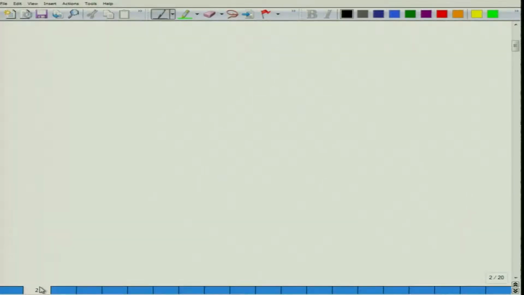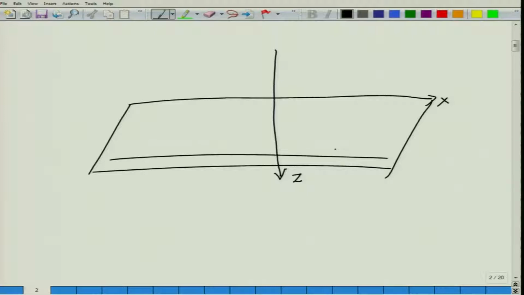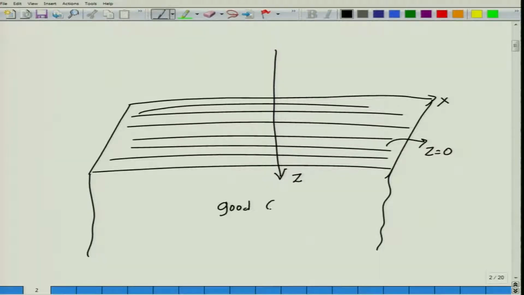Now consider this kind of scenario where we assume that the direction of wave propagation is along the z axis and we take this one to be the x axis, and we have this plane which extends all the way from minus infinity to plus infinity, located at z equal to 0, separating two regions. The entire medium below this plane is made out of a good conductor, where sigma is much larger than omega epsilon, and above is a perfectly insulating material.